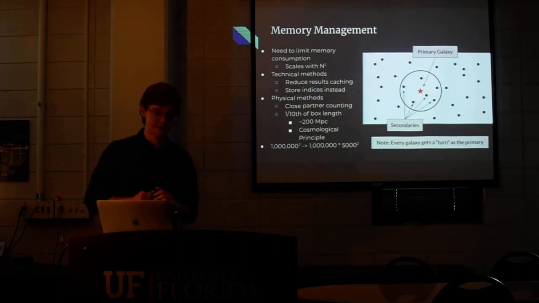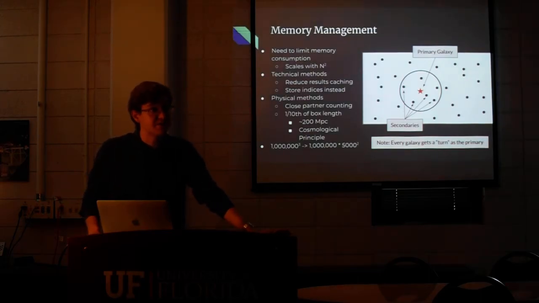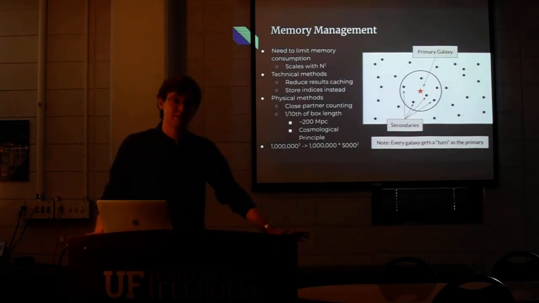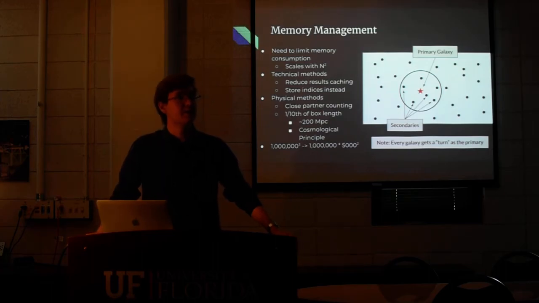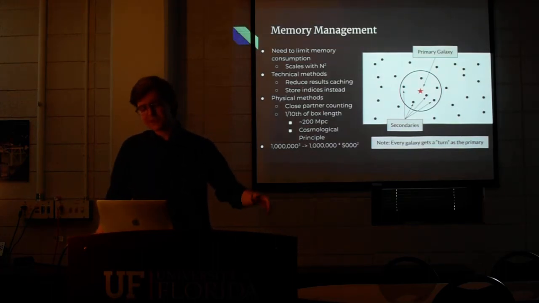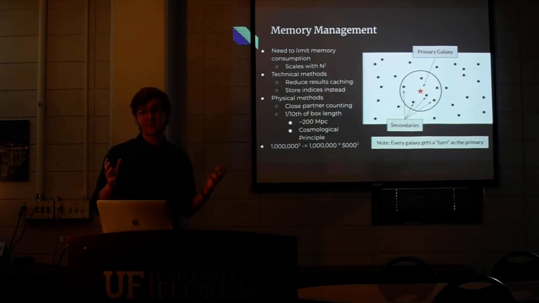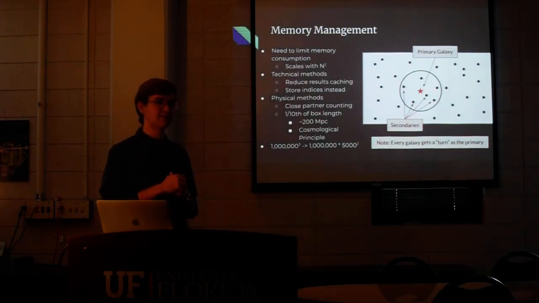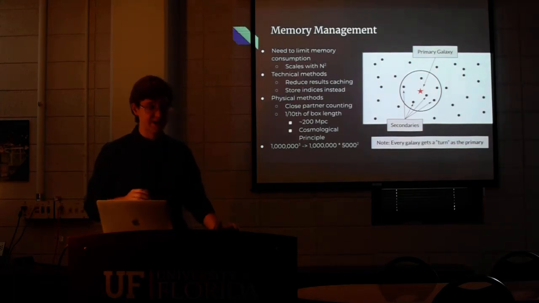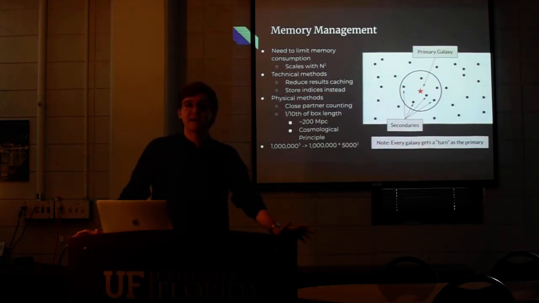The biggest thing that we can do is actually a method used outside of just my work, in correlation functions in general, called close partner counting. What that essentially means is that our simulation box is very, very large, of order 1 to 2 gigaparsecs, and contains 1 million galaxies. But the cosmological principle tells us that above scales of about 200 megaparsecs per h, we expect the universe to be mostly homogeneous.